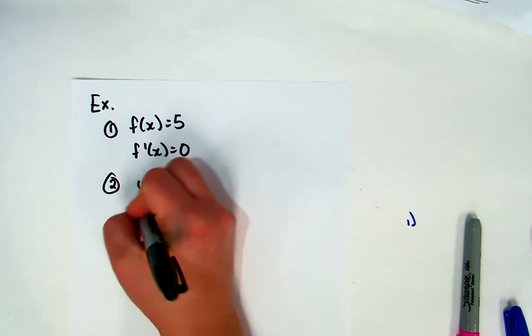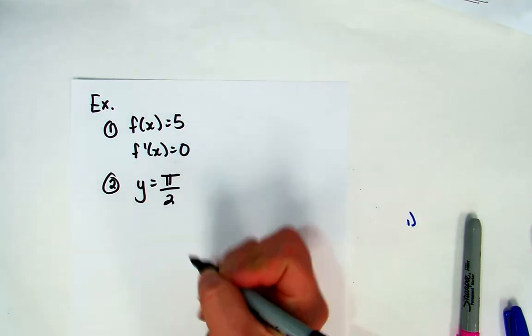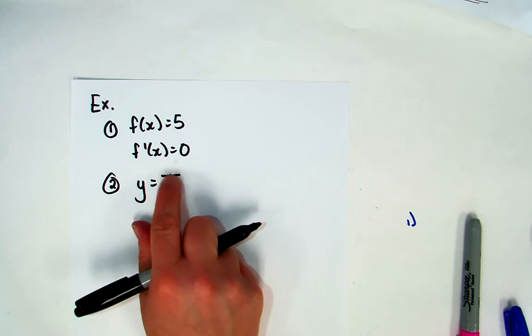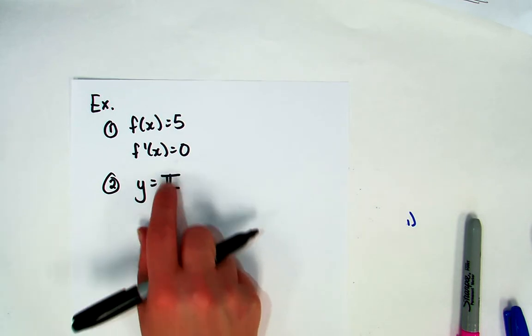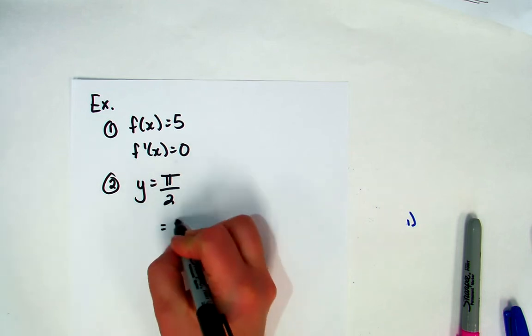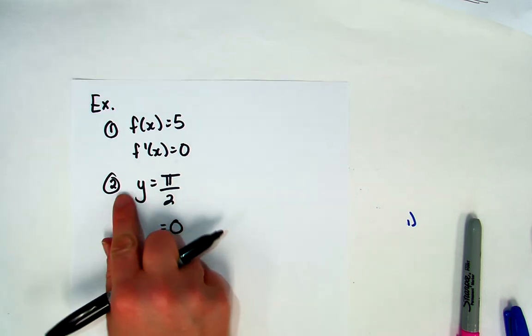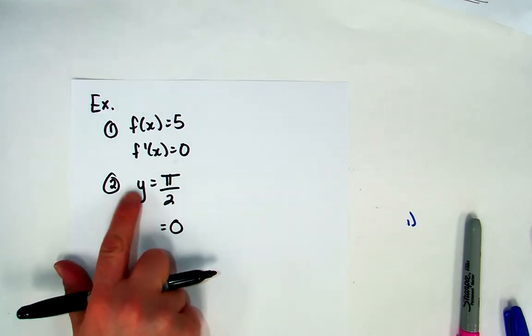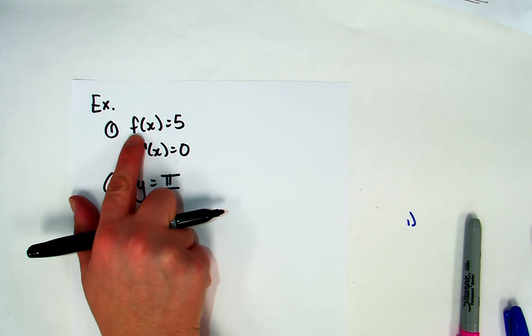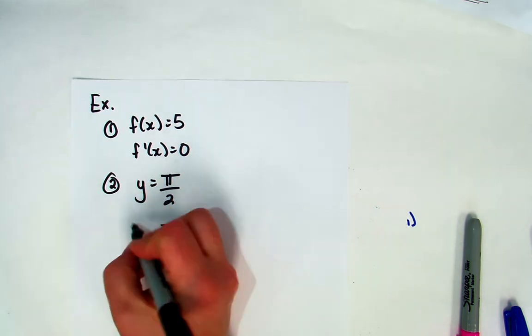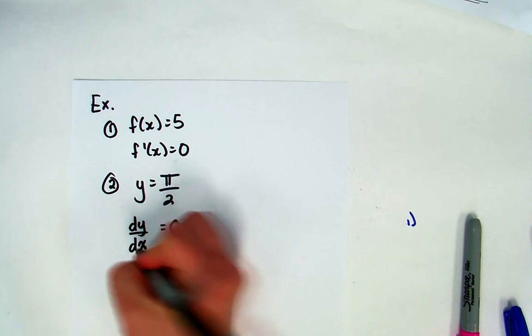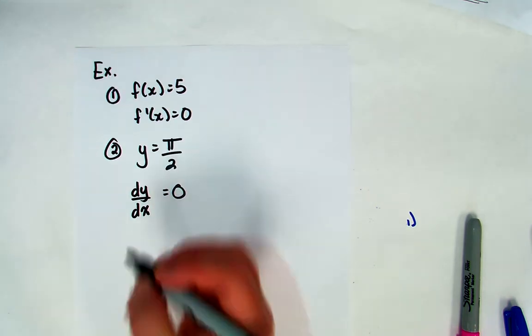So example 2, if y equals pi by 2. Don't be fooled by pi. Pi is a number. It's 3.14. So this just represents pi divided by 2. It's a constant, so the derivative is 0. And I'm going to match my derivative notation to what I'm given. Up here, I was given f, so I called the derivative f prime. Here I'm given y, so I'm going to call the derivative dy dx.